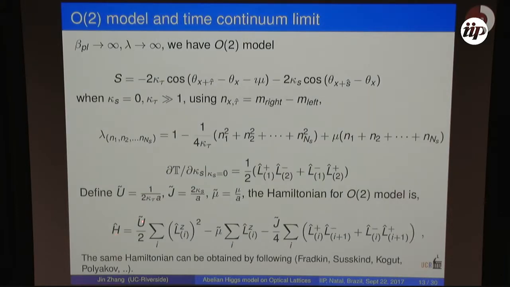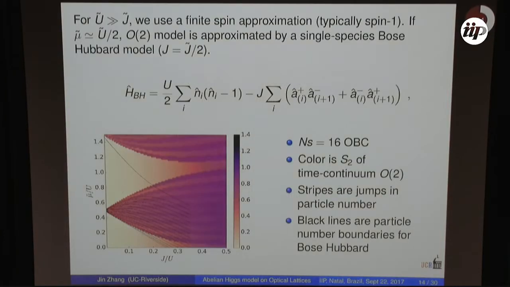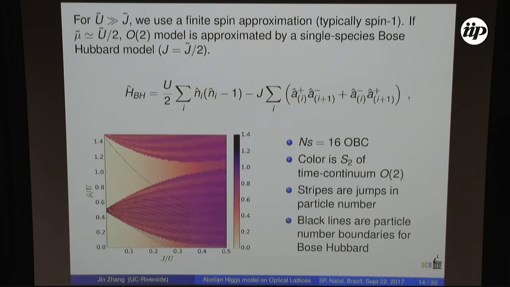Now for U tilde much larger than J tilde, because this term will dominate the energy scale, we use the spin-1 approximation. Furthermore, if the chemical potential mu tilde is tuned to U tilde over 2, then the O2 model is approximated by a single species Bose-Hubbard model, like this. And here, J equals J tilde over 2.